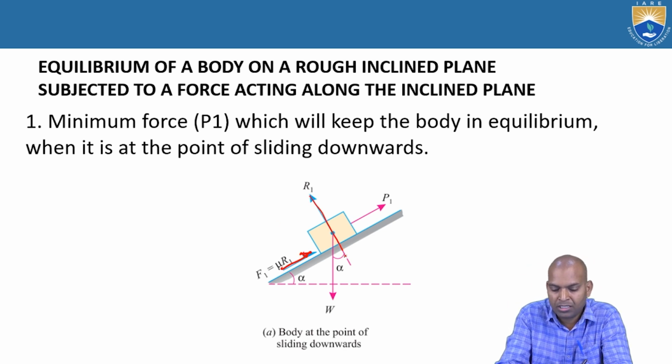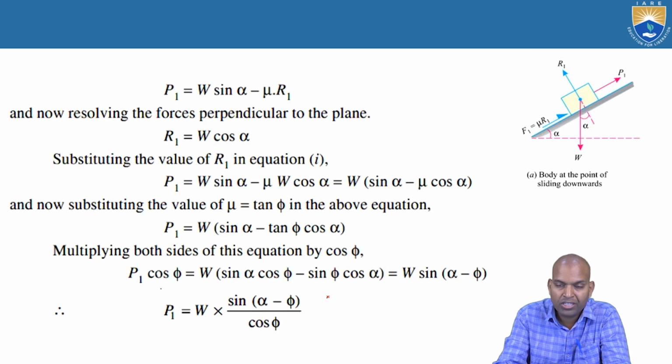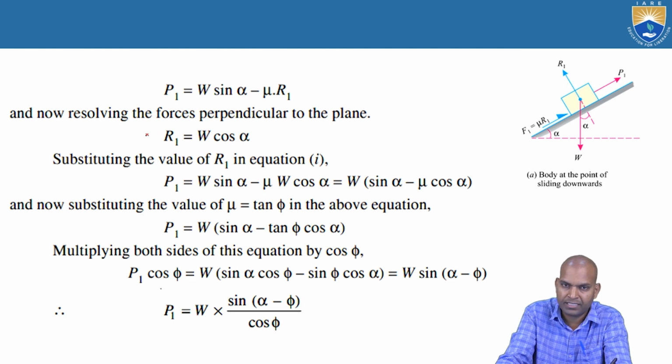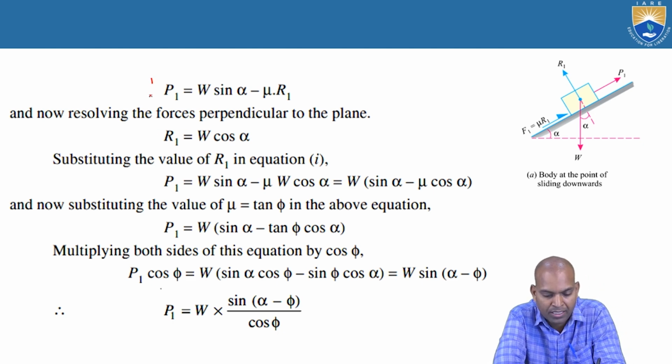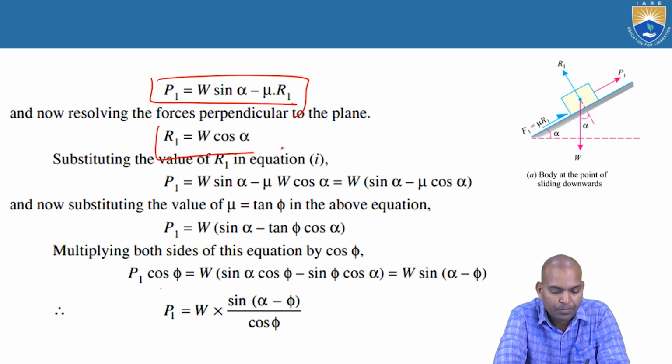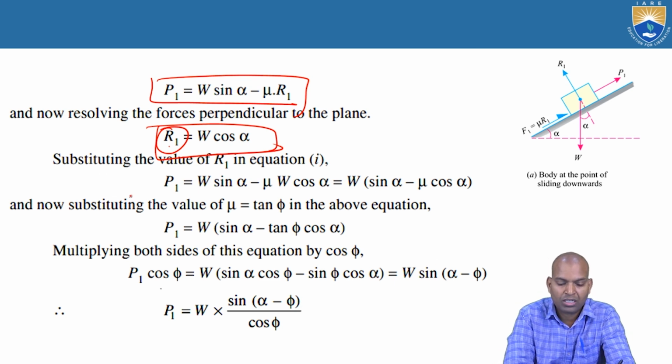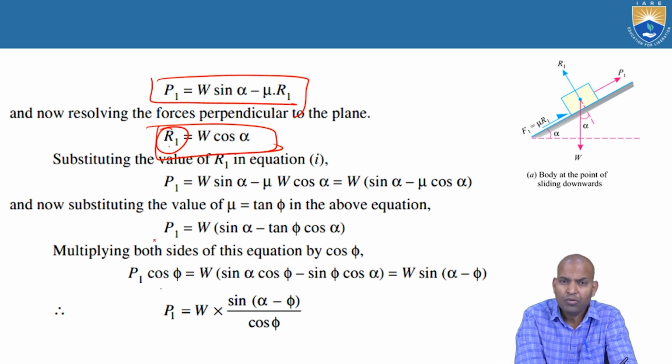Now the normal reaction acts normal to the inclined plane, and the weight W acts through the center of gravity of the body, vertically downwards. Now apply the equilibrium conditions along the plane and normal to the plane. P1 equals W sin alpha minus mu times R1, and perpendicular to the plane R1 equals W cos alpha. Substituting R1 equals W cos alpha, P1 equals W sin alpha minus mu W cos alpha, that is P1 equals W times (sin alpha minus mu cos alpha). What is the mu equal to?